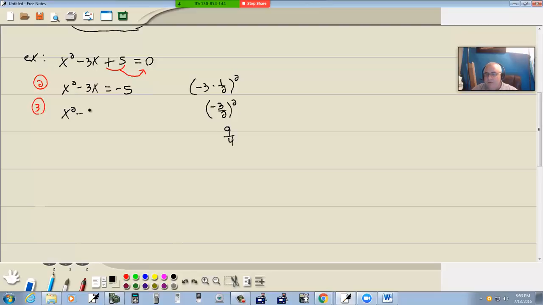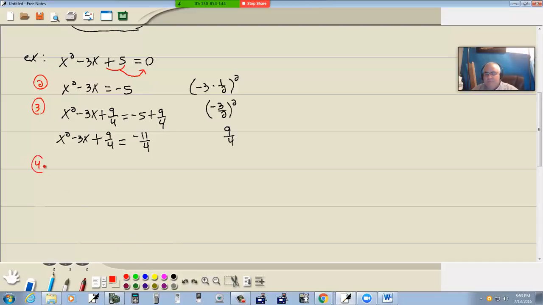And then we add that to both sides. So we got x squared minus 3x plus 9 fourths equals negative 5 plus 9 fourths. So we got x squared minus 3x plus 9 fourths. And here, this is a mixed number form. We can take the negative 5 times 4 is negative 20 plus 9 gives us negative 11 over 4.